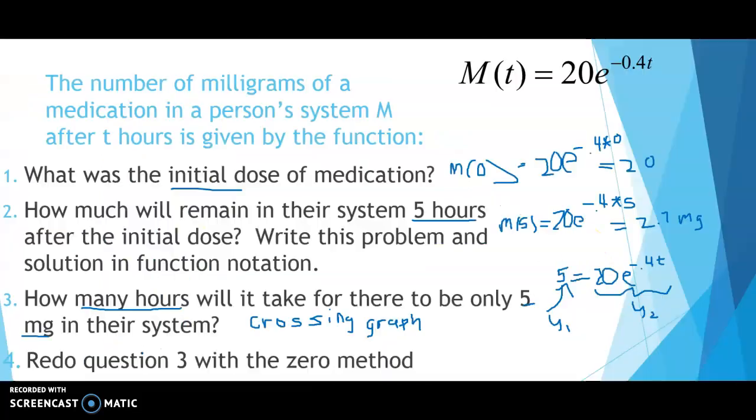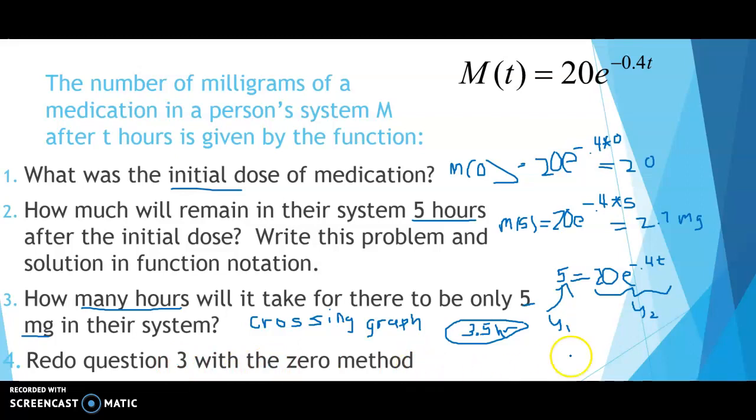So going back to my PowerPoint, how many hours will it take? It will take 3.5 hours. Get my decimal to show up there. And we found that answer by the crossing graph method. Our last question here asks us to redo question 3 using the zero method.